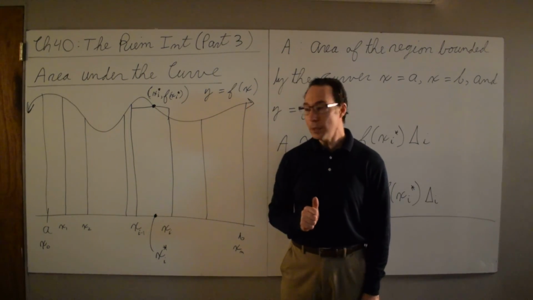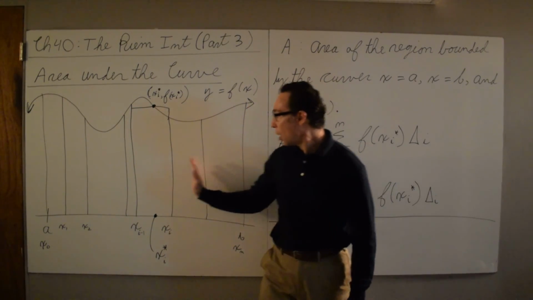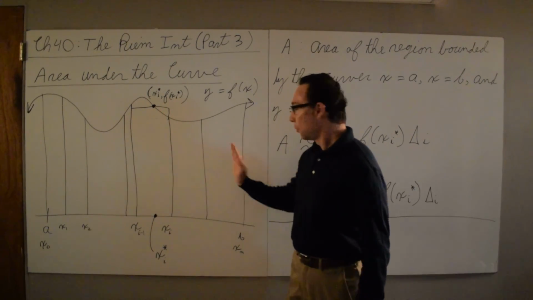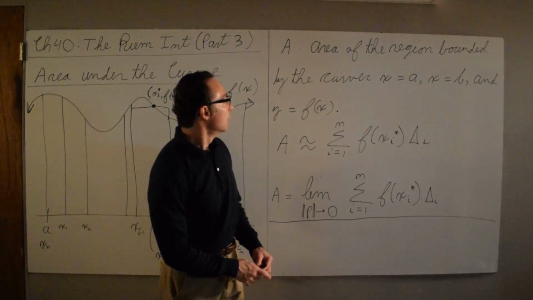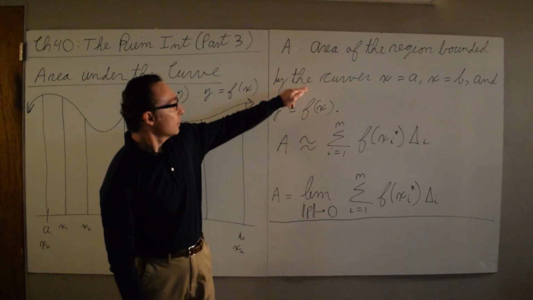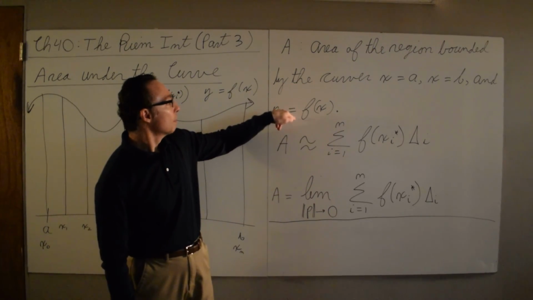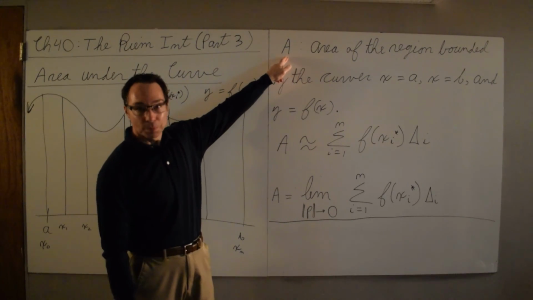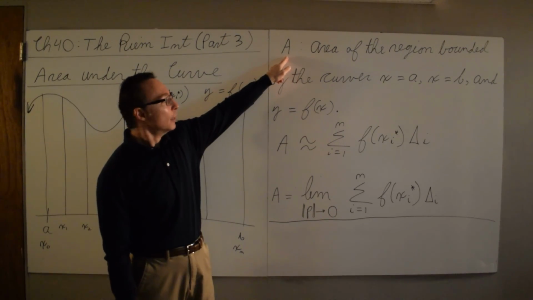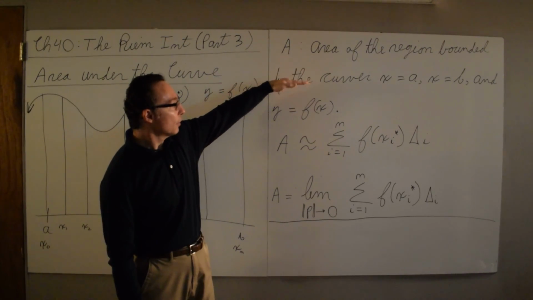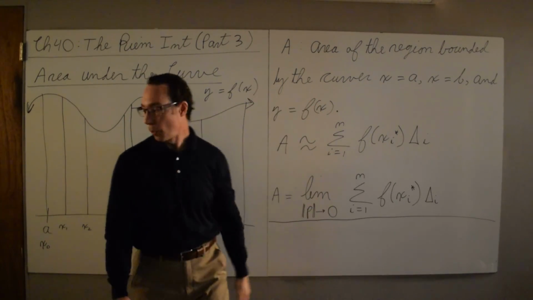What we're doing in this video is we want to talk about the entire area under the curve. So we want to look at the region that's bounded by the curves x equal to a, x equal to b, and y equals f of x. We're going to let A represent that area. So that is the area of the region bounded by these three curves, and of course the y-axis.